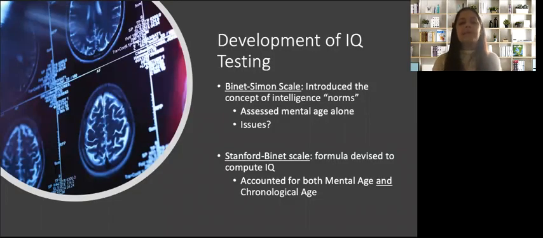Through this, he developed what is called the Binet-Simon scale. He developed the scale with one of his students, whose last name was Simon. So that's why it's called the Binet-Simon scale. And this was the very first test to measure intelligence in any way. But it only measured based on mental age. So it's only taking into consideration the result of the test's mental age.